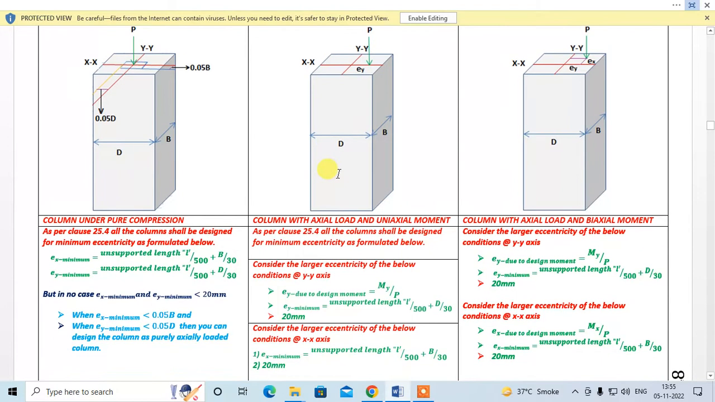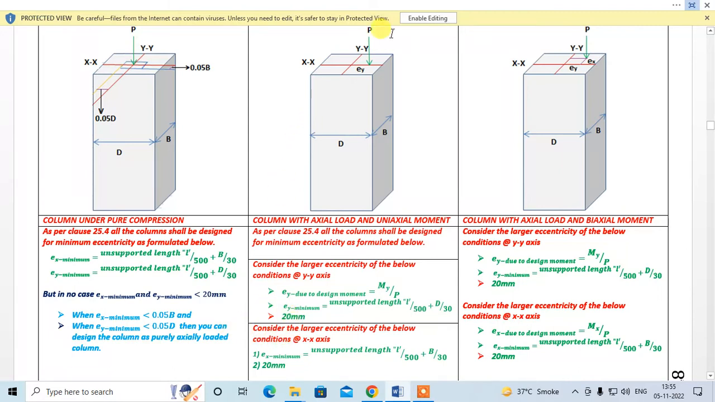Eccentricity is ey. So first you have to find the eccentricity ey due to the design moment My by P. Second, you find e minimum by this formula. Take the larger of these two, and that should be greater than or equal to 20. Otherwise, if it is not, then you will have to take ey as 20 mm.